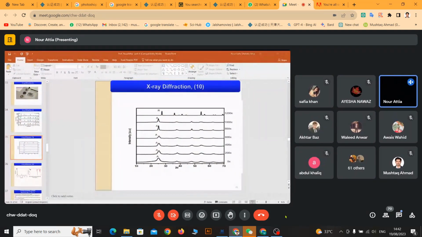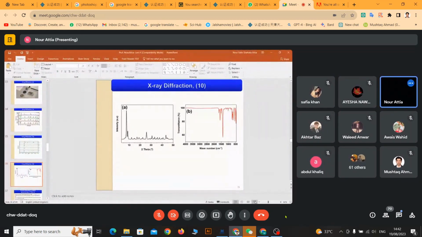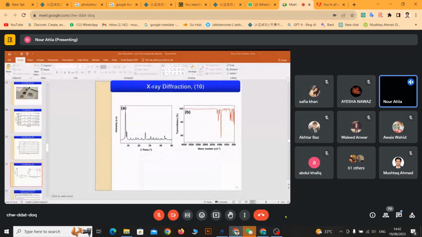Some examples of the XRD, and also this is XRD and IR. Actually, the left one is the XRD of some metal organic framework, and the right one is IR. We will talk about the IR now.